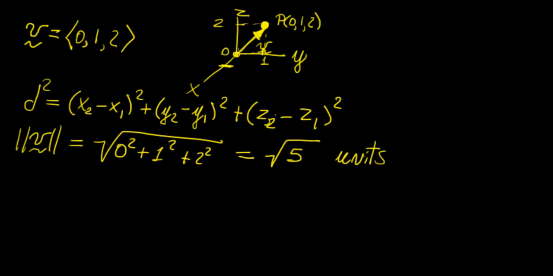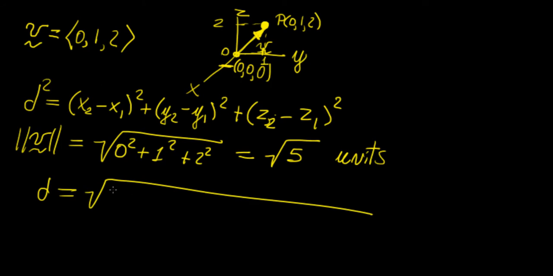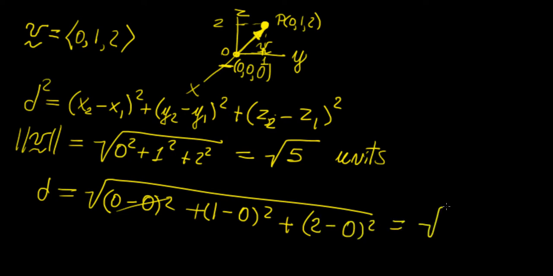Now, suppose we were interested in finding that distance using the distance formula, then all we need to do is define 2 points. This one would be 0, 0, 0, that's the origin of these 3 axes, and the point P would be our endpoint. So if we were to use the distance formula, we would have the following. The endpoint is going to be 0 minus 0, so that's just 0. Then we're going to have 1 minus 0, that's just 1. And then we're going to have 2 minus 0. And all of this is going to give us the same result.